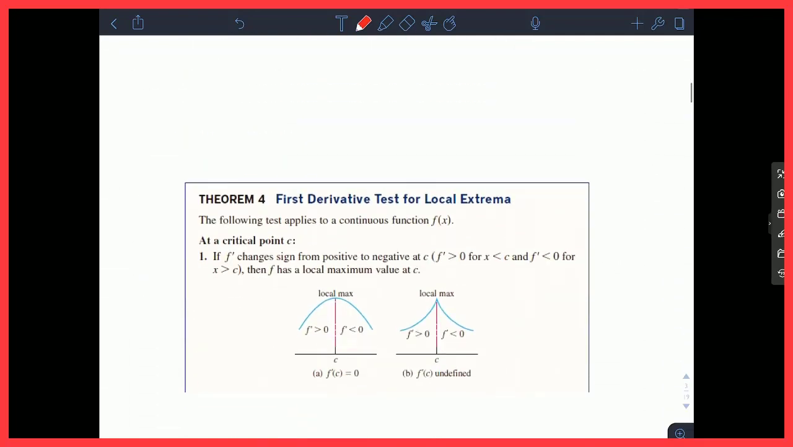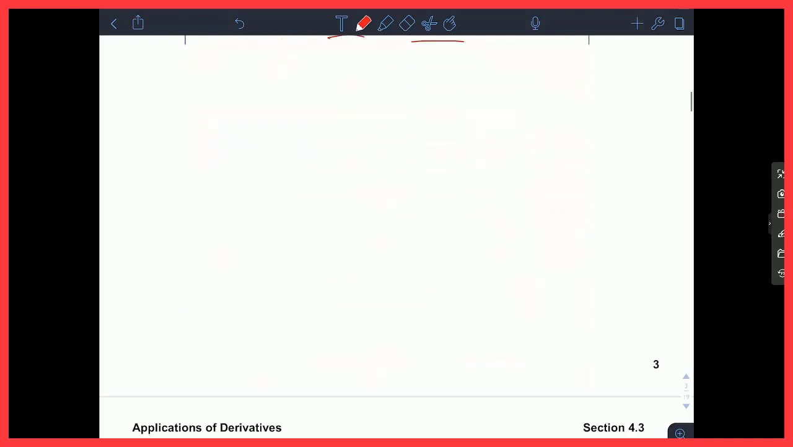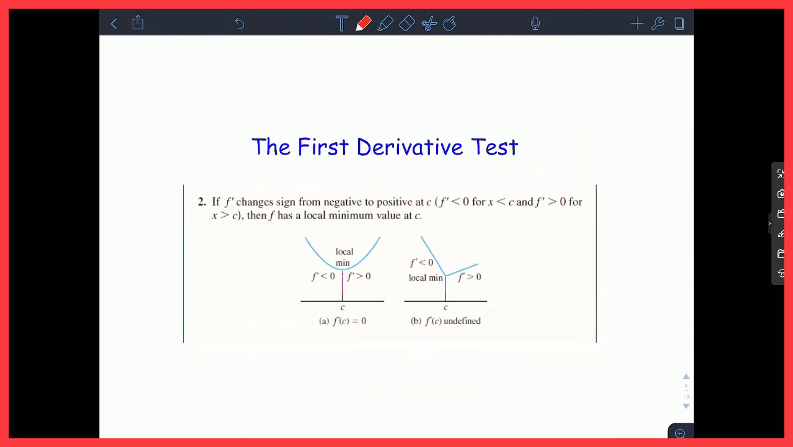The first derivative test comes in a few different pieces. Piece number 1 says, at a critical point C, if f prime changes from positive to negative at C, then f has a local maximum value at C. Notice it gives two examples. One example of when the derivative is 0 and another example of when it's undefined, but still it's a local maximum. If f prime changes from negative to positive, then f has a local minimum at the value of C. Again, the two cases of when it's 0 and when it's undefined. Okay, we already knew this, but again, we're giving it a more formal definition, calling it the first derivative test.